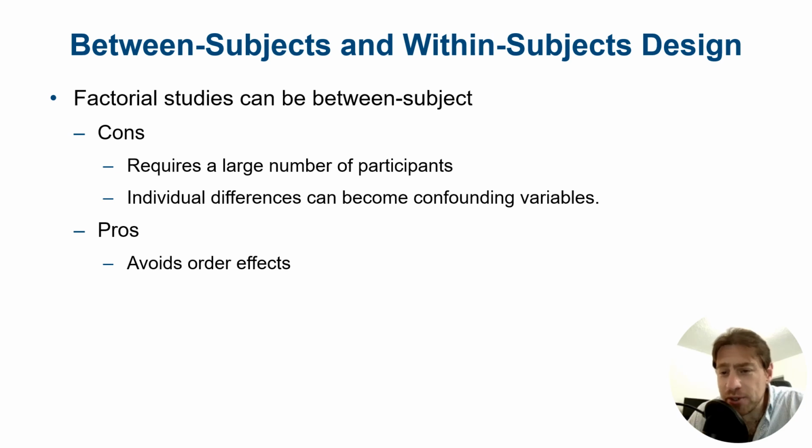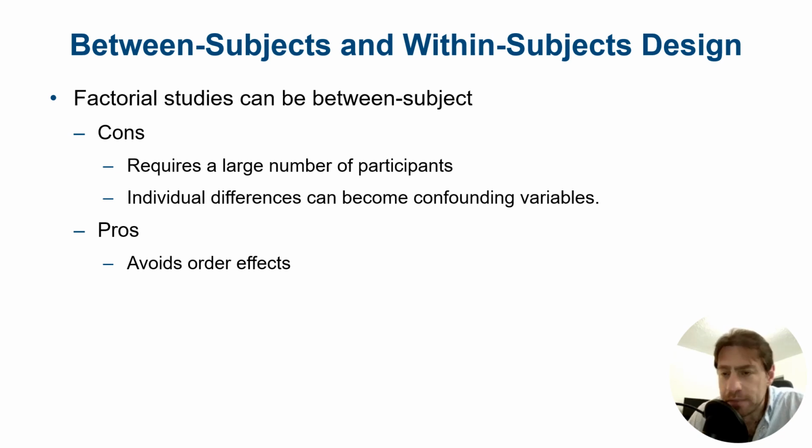So in the past lectures, we've discussed between subjects and within subjects designs. And again, between is when different groups of individuals undergo each treatment condition separately. And within is when the same group of individuals undergoes all the treatment conditions. Now, factorial designs can be between subjects, within subjects, or a combination, as we'll talk about later in this lecture. And each design has its own pros and cons, as we've discussed in the past.